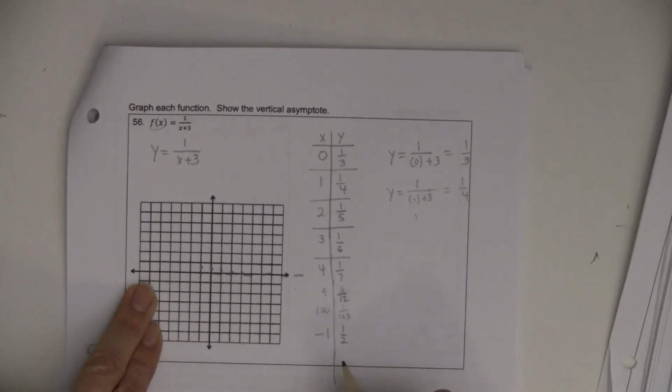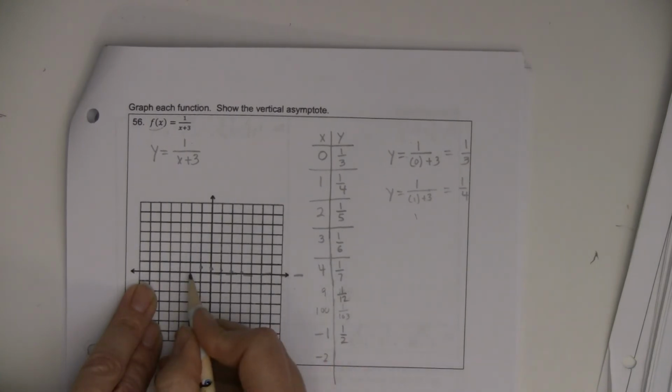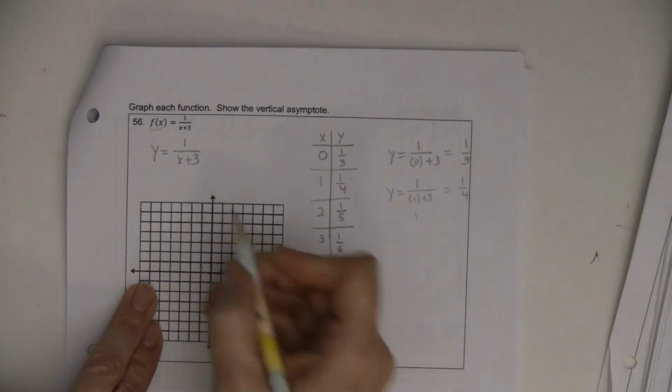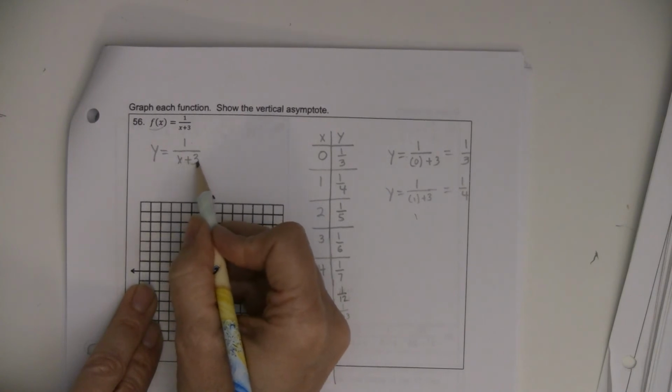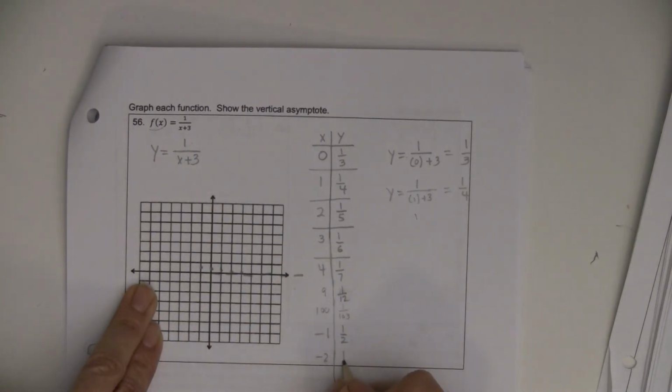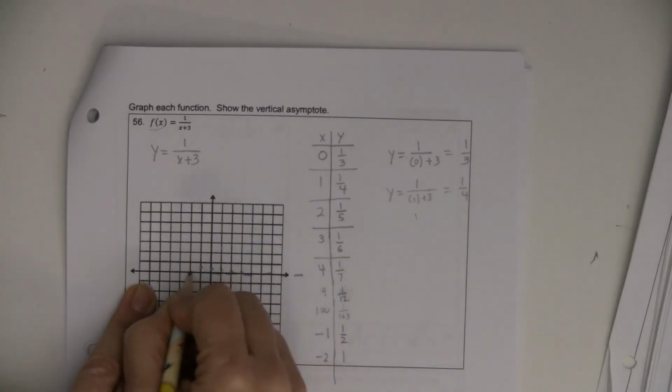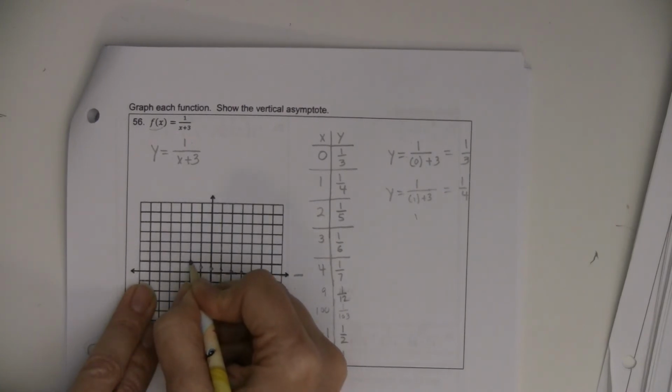And you might be curious, well, what's going to happen if you pick -2, right? Because I'm seeing what happens here. And so if I do, I get 1 down there, and 1 over 1 is 1. So that is going to be -2, 1.